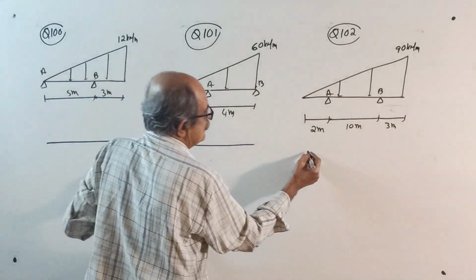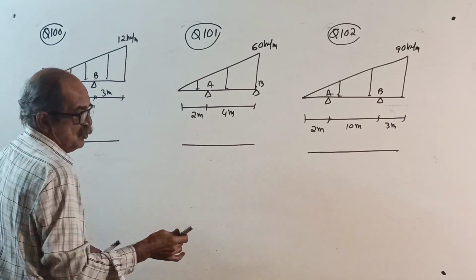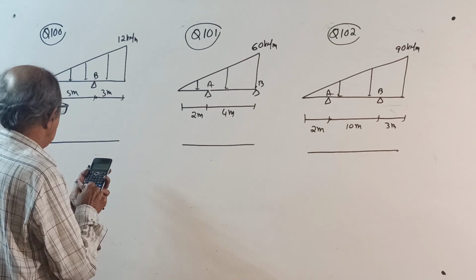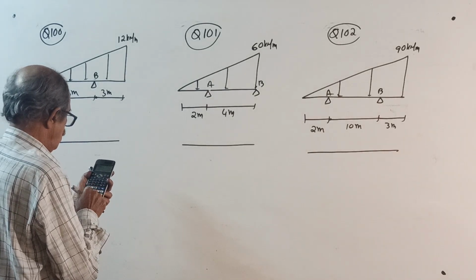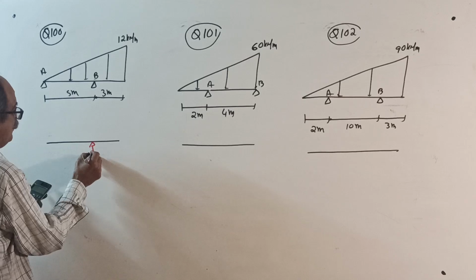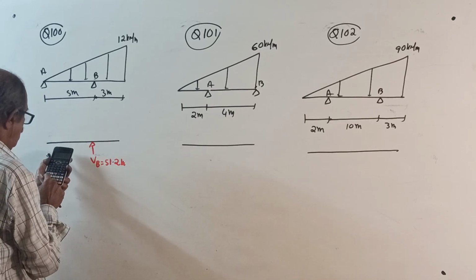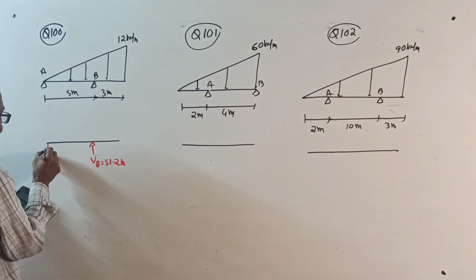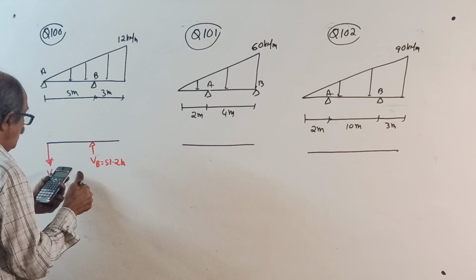Answer. I have to be very careful this time. Okay, 1 minute. Negative can come sometimes. See, 12 into 4 into bracket, 12 into 4 into 2 by 3 of 8 divided by 5. 51.2 kilonewton VB. And this reaction is 12 into 4, which is 48. VA will come negative. VA will come downward. 3.2 kilonewton.